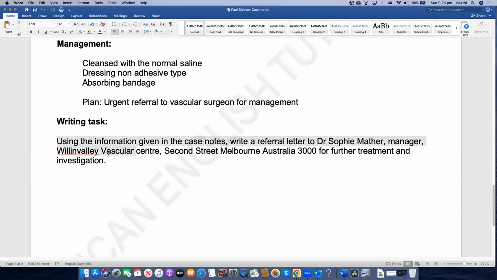All right, let's read it. Using the information given in the case notes, write a referral letter to Dr. Sophie Mather, manager, William Valley Vascular Center, 2nd Street, Melbourne, Australia, 3000 for further treatment and investigation.